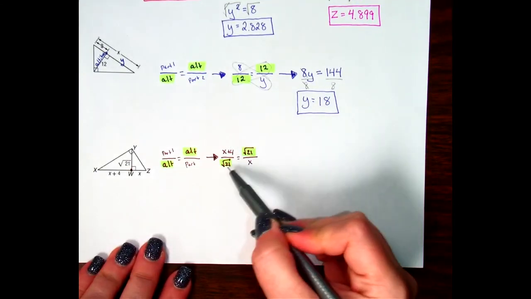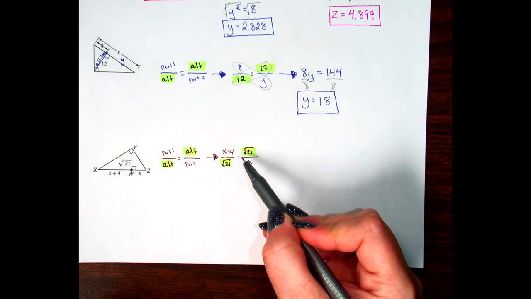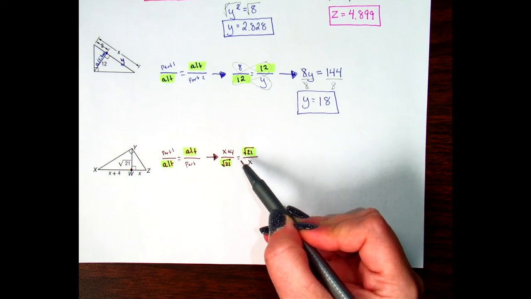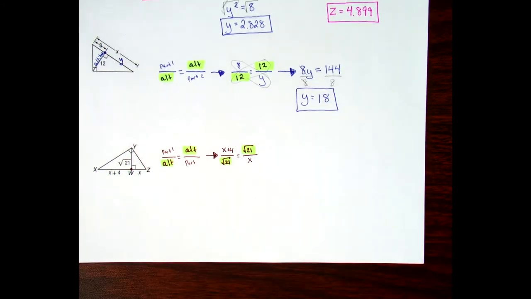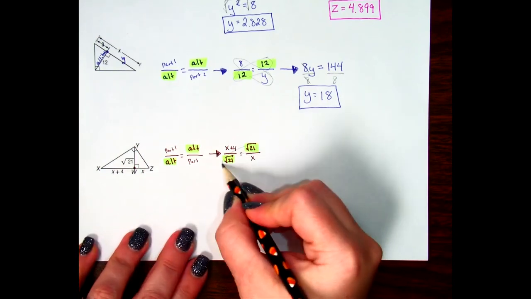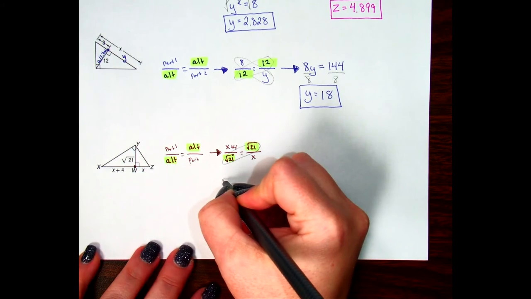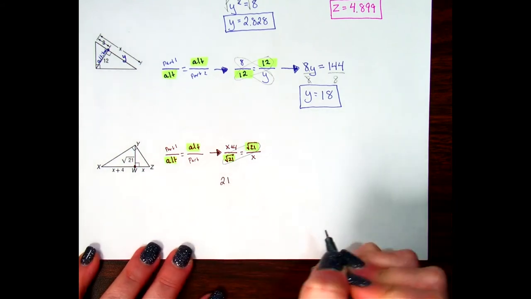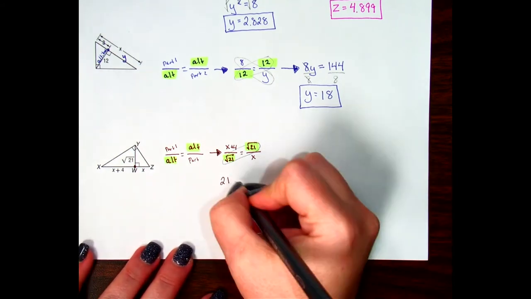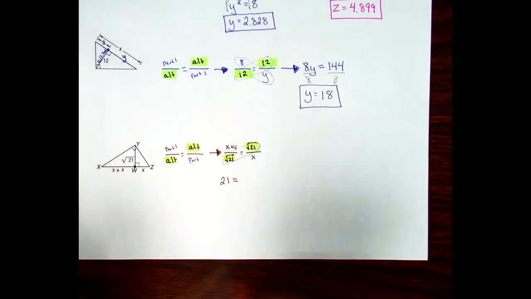So notice here, when I multiply this to itself, it's like squaring it. So I'm squaring a square root. It just cancels out. When you square a square root, when you multiply a square root to itself, it cancels out and you just get the 21.